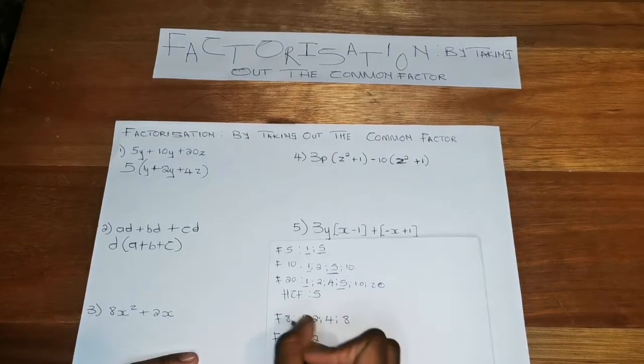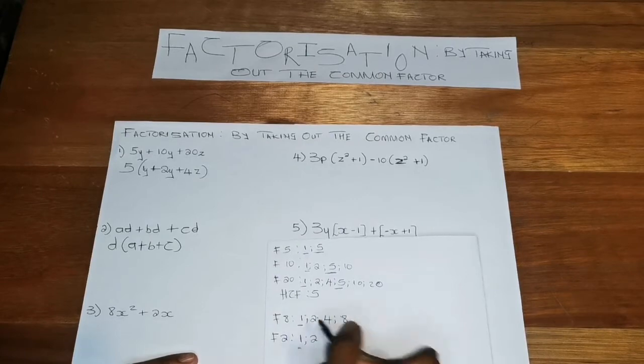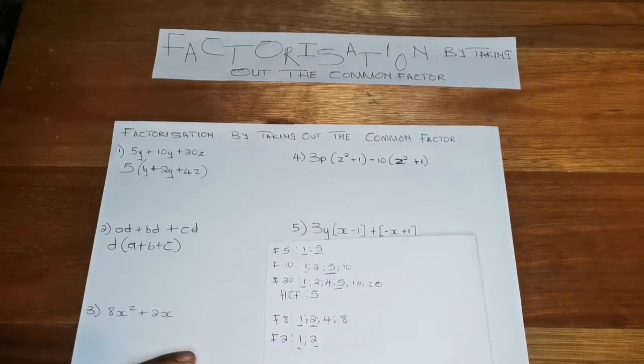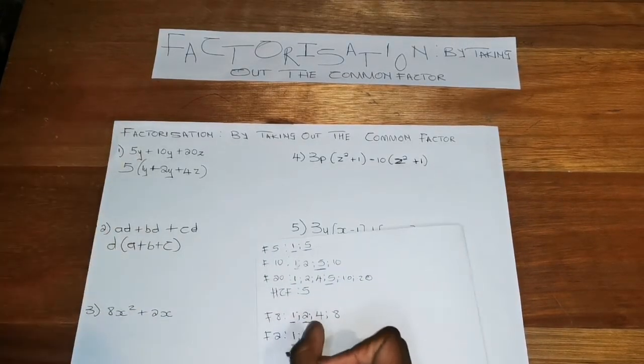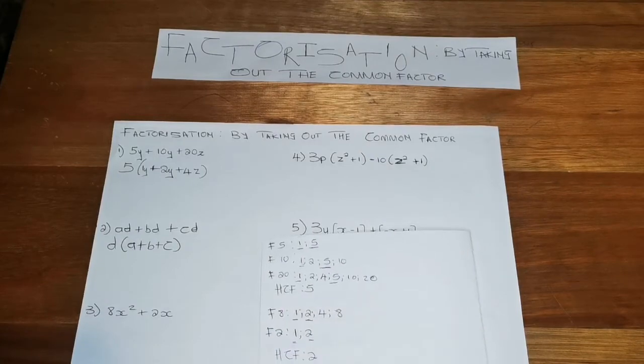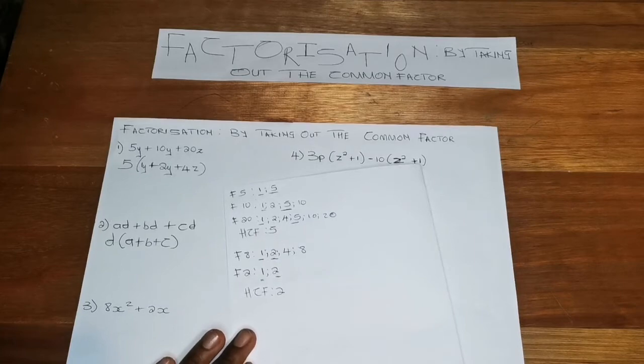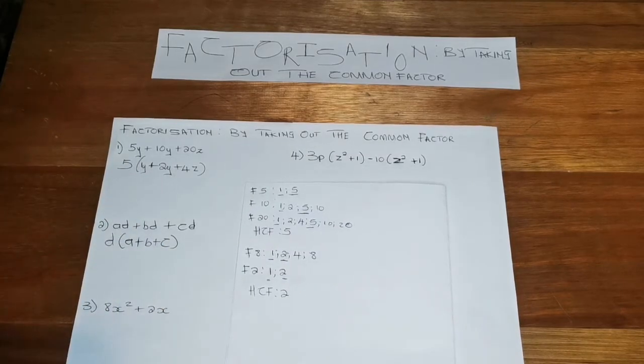What are common factors? 1 is common and 2 is also common. But which one is the highest? HCF is equal to 2. 2 is our highest common factor. Meaning that 2 has to go outside of the bracket. Now we move on to the variables. Don't forget the variables.